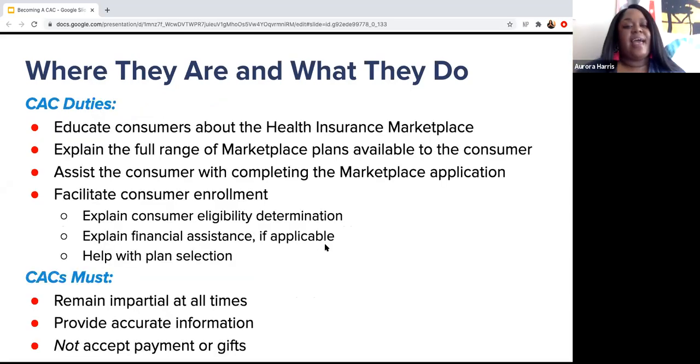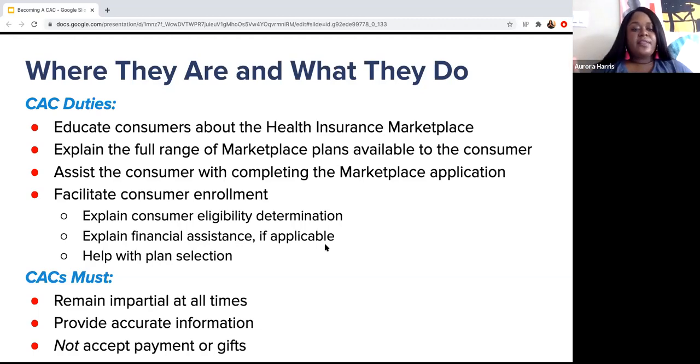So what are your duties as a CAC? You have to educate consumers about the health insurance marketplace. So you're going to educate them on healthcare.gov, what they qualify for, the health insurance plans, all that kind of fun stuff. You are expected to explain the full range of marketplace plans available to your clients. You are expected to assist the consumer with completing the marketplace application, and you help facilitate consumer enrollment. So you explain to them their eligibility, you explain the financial assistance if they receive it, and you help them with their plan selection.